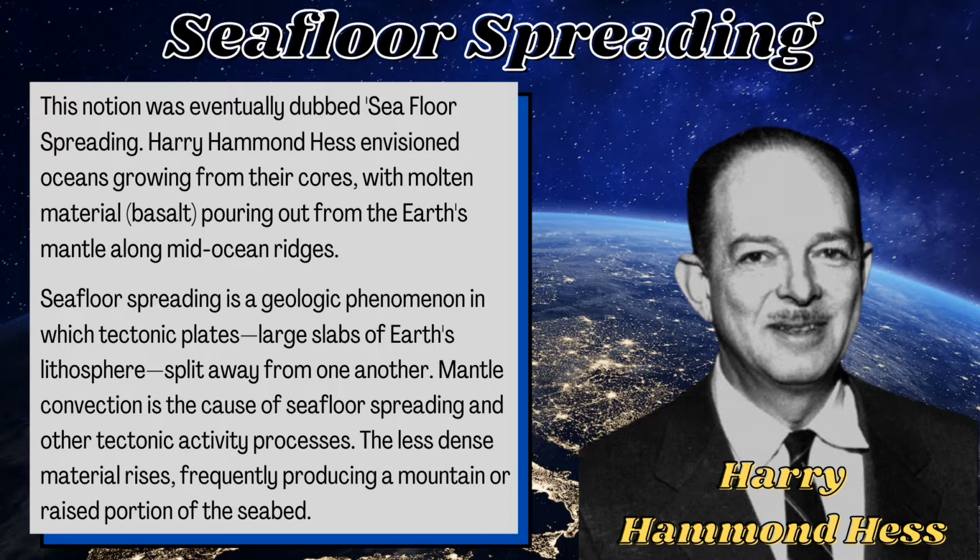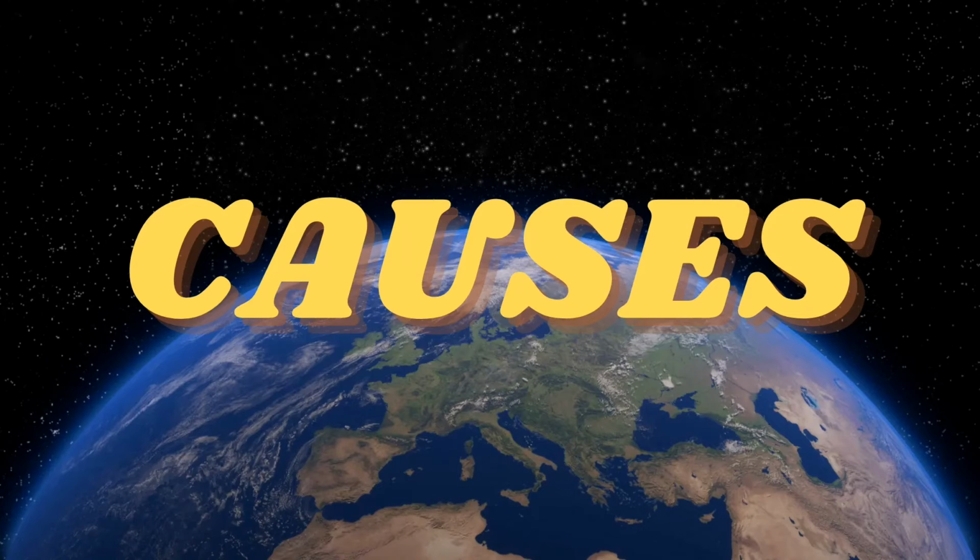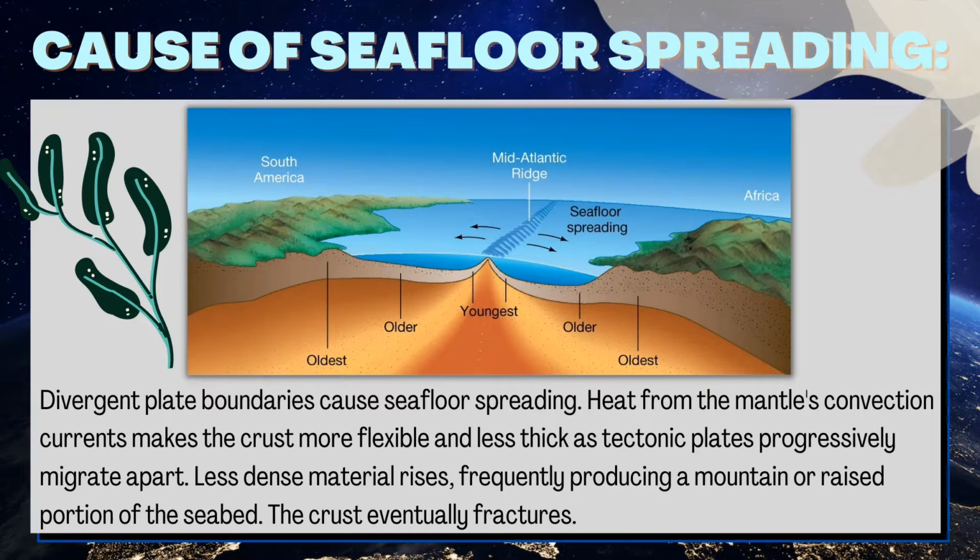The less dense material rises, frequently producing a mountain or raised portion of the seam. Cause of seafloor spreading. Divergent plate boundaries cause seafloor spreading. Heat from the mantle's convection currents makes the crust more flexible and less thick as tectonic plates progressively migrate apart. Less dense material rises, frequently producing a mountain or raised portion of the seam. The crust eventually fractures.